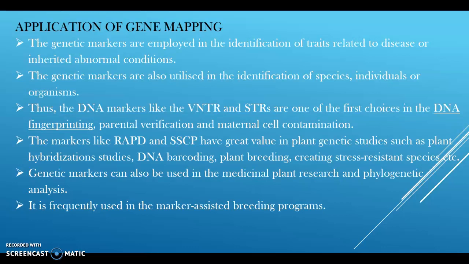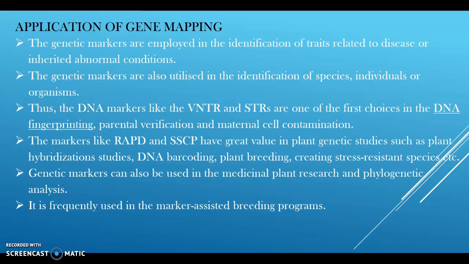Hi everyone, I'm continuing with gene mapping and the cloning of disease gene applications. As we have seen in the first application, genetic markers are employed in the identification of traits related to disease or inherited abnormal conditions. With the help of these markers, the abnormal inherited disease gene can be identified and rectified.